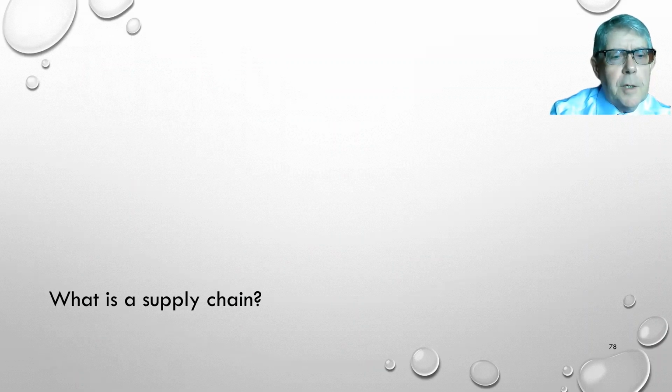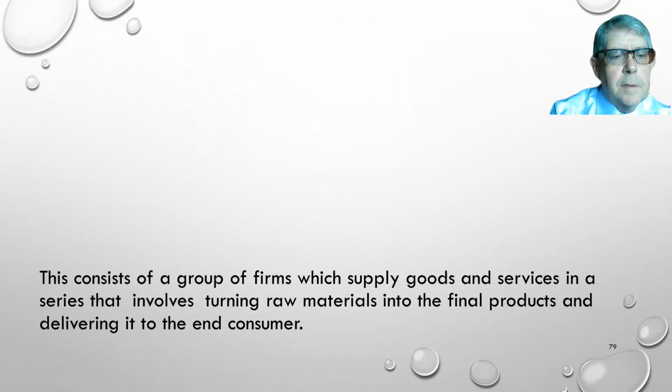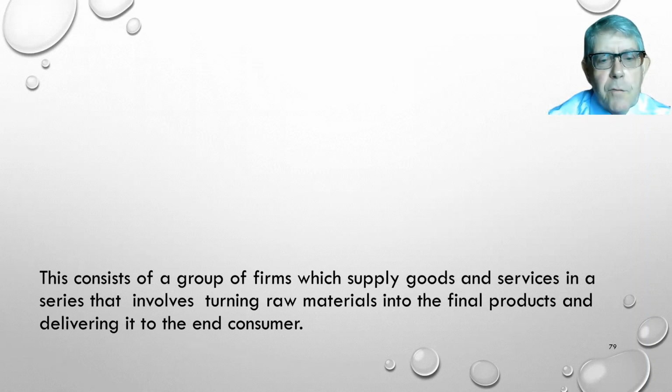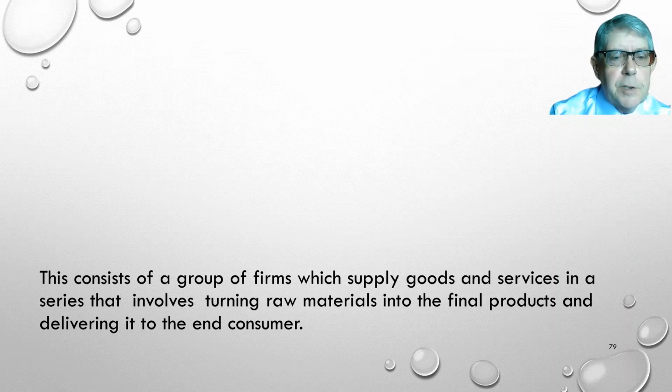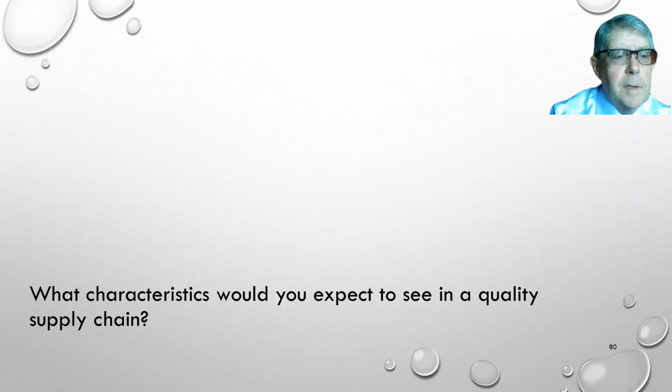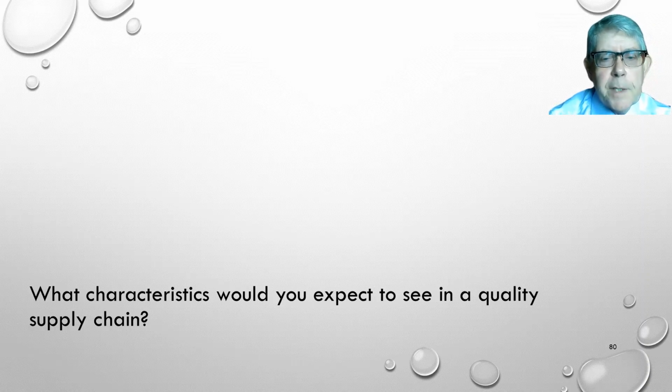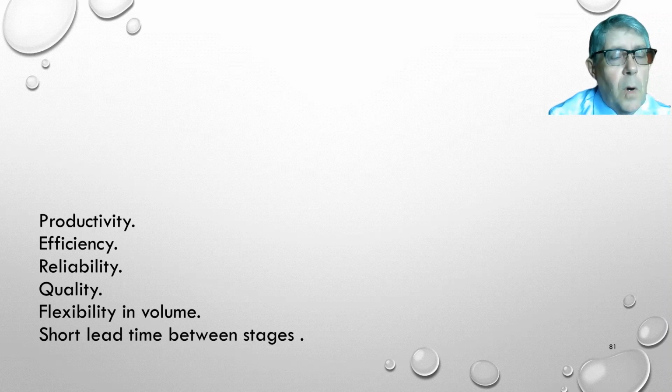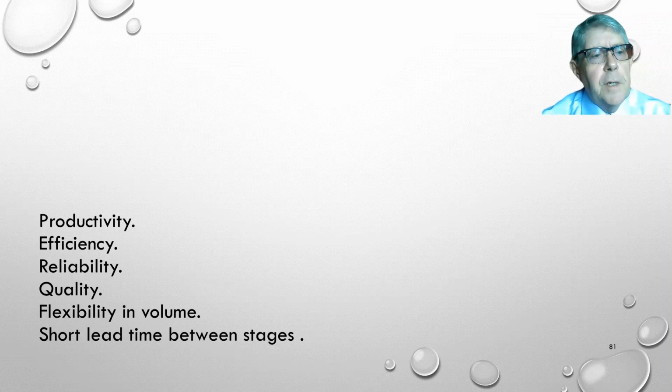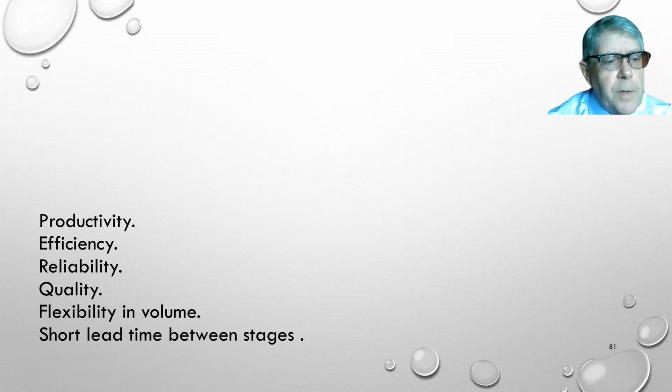What is a supply chain? This consists of a group of firms which supply goods and services in a series that involves turning raw materials into the final product and delivering it to the end consumer. What characteristics would you expect to see in a quality supply chain? Well, productivity, efficiency, reliability, quality, flexibility in volume, and a short lead time between stages.